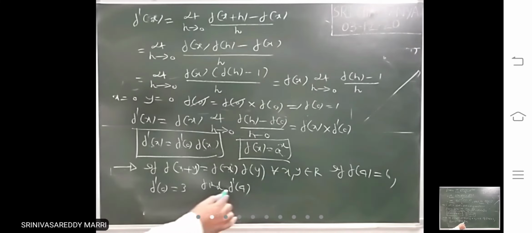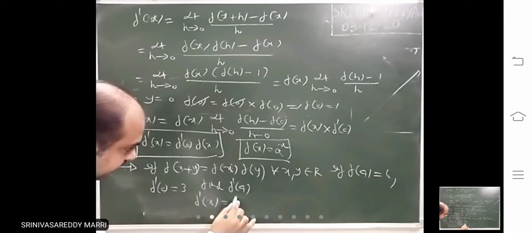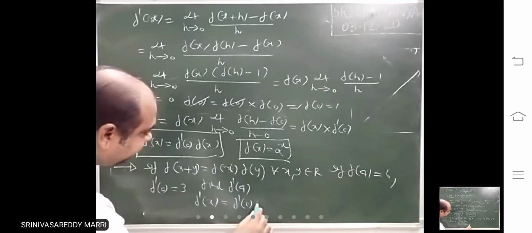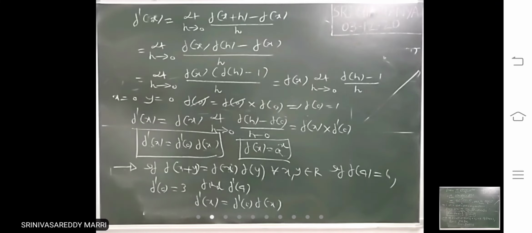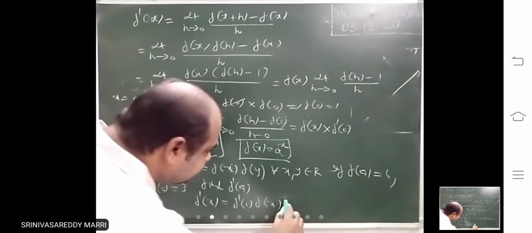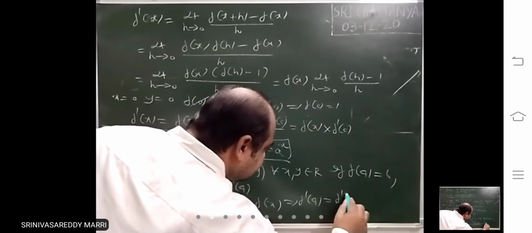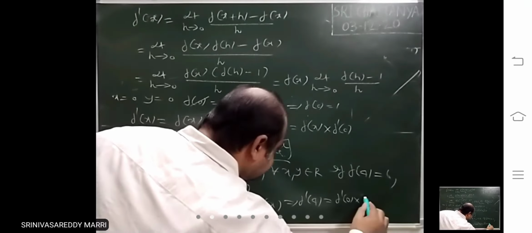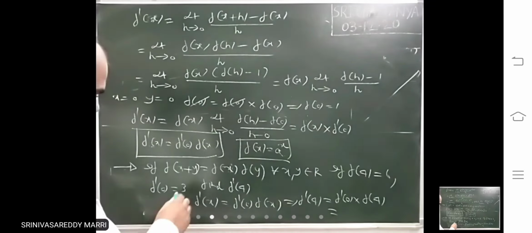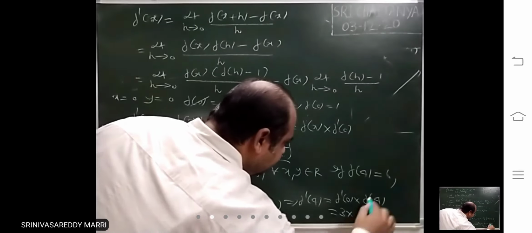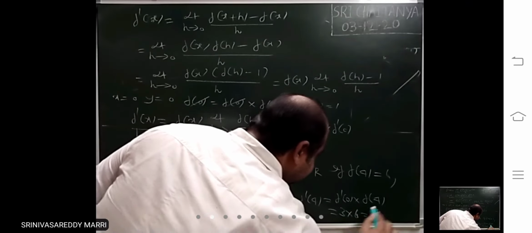So now you want the derivative. Derivative means what? The formula is f dash 0 into f of x. Now what you want is f dash 4. That implies f dash 4 is nothing but, in place of x you substitute 4. So f dash 0 is 3, into f of 4, which is 6. That means 18 is your answer.